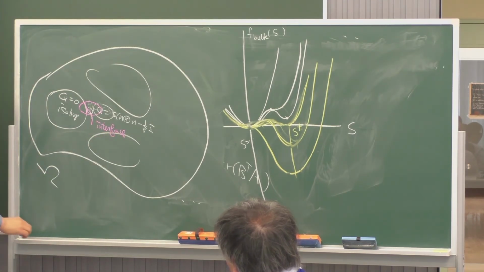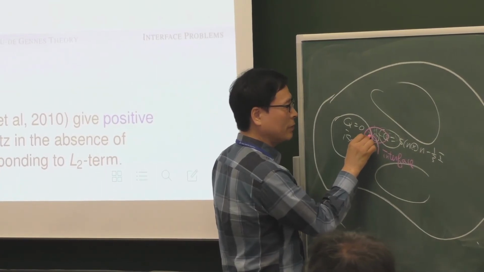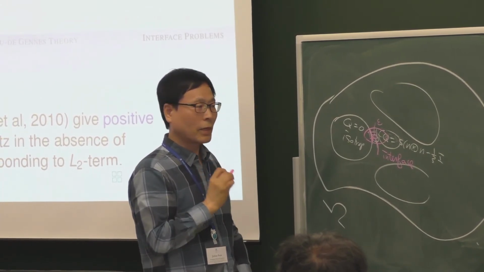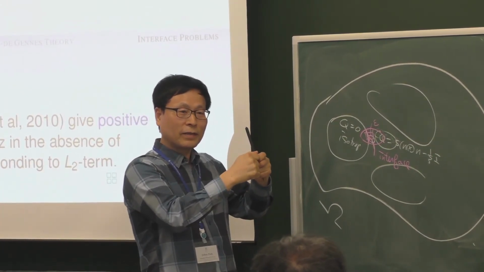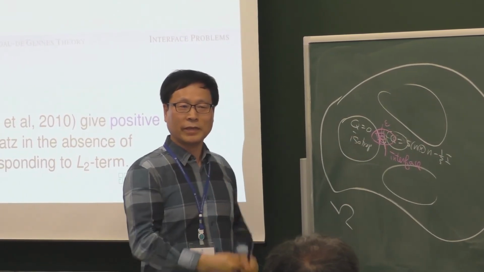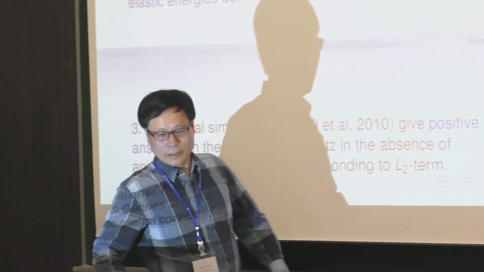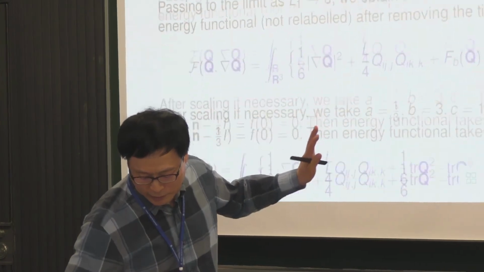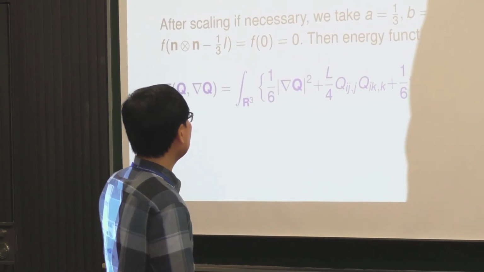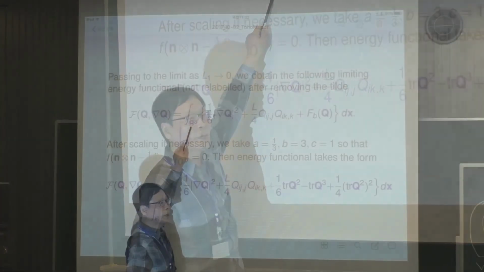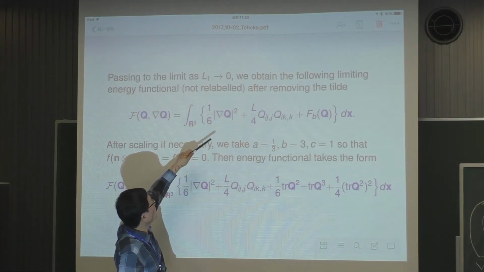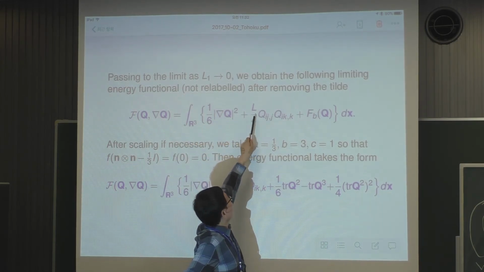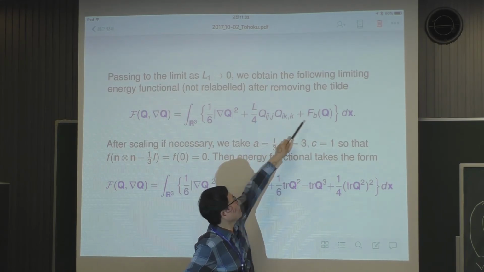Interface, this is actually the interface. And then suppose this interface is very small, very very small, epsilon. And then you magnify epsilon, you rescale, then you take epsilon goes to 0, and you will end up with the following. We did some scaling, and then you actually get, so this is the whole domain R3, and then we have the 1/6 gradient Q, this is the L2 terms, and then bulk energy.